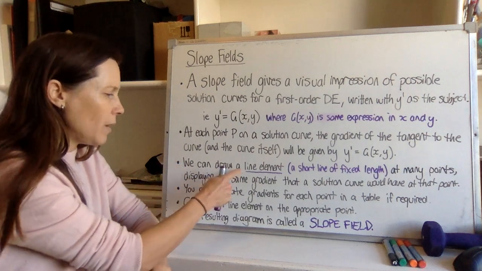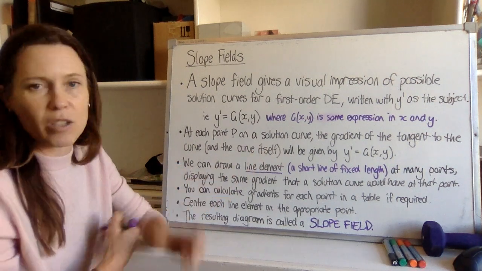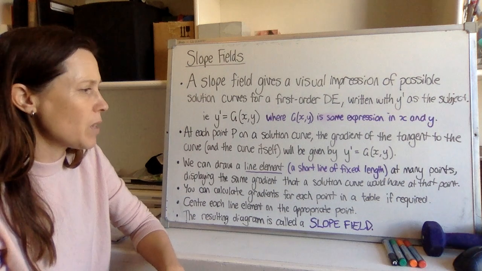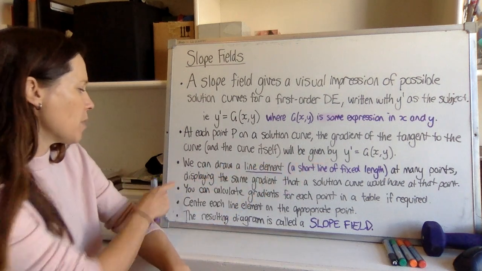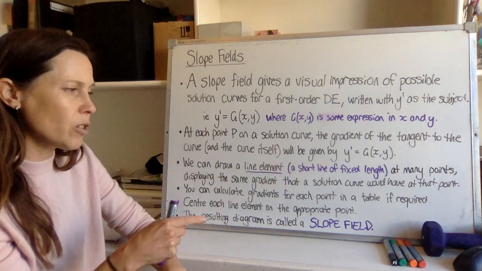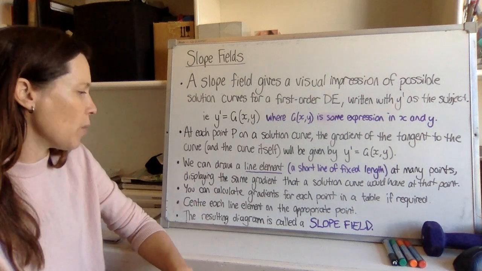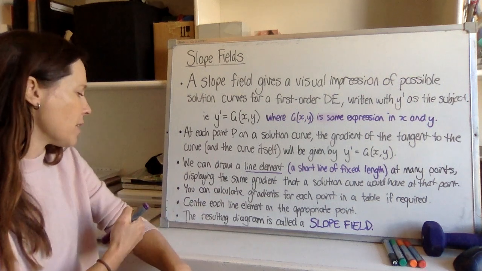So we can draw a line element. Now, a line element is just a short line of a fixed length. And we can draw it at many points, displaying the same gradient that a solution curve would have at that point. This will make a lot more sense in our first example.